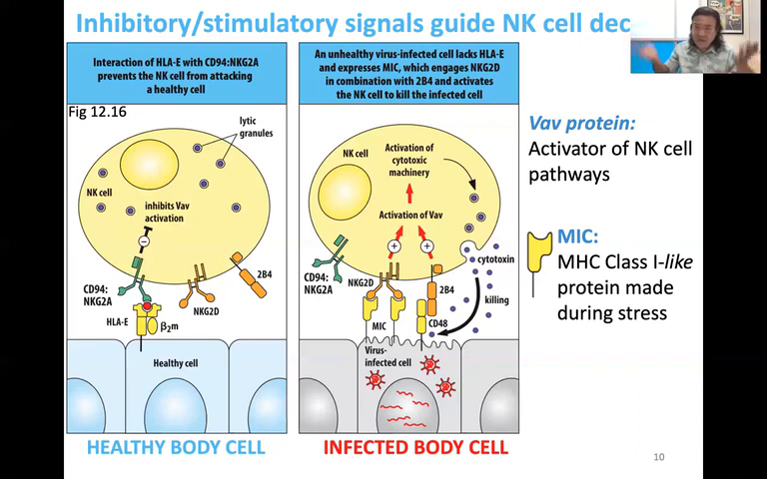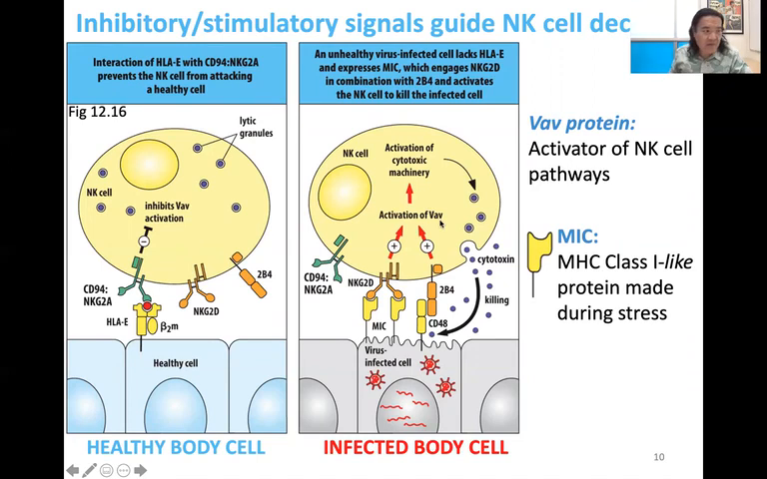So as a result, the balance shifts. It's a much stronger stimulatory signal. So this NK cell will then activate and it'll release these cytotoxins from its vesicles that will tell this infected cell to die. So you notice the cartoons say inhibits VAV activation or activates VAV.